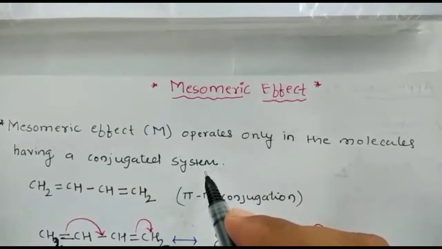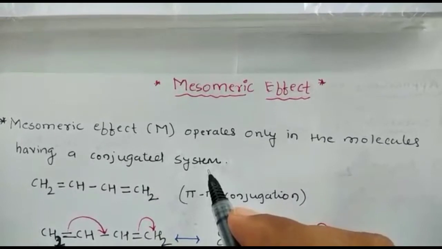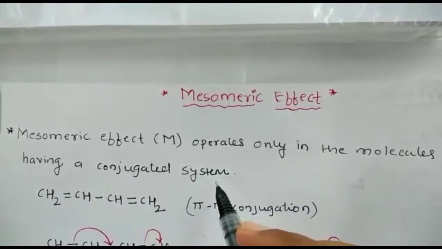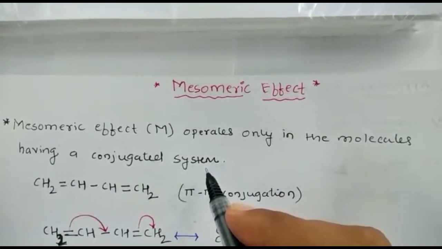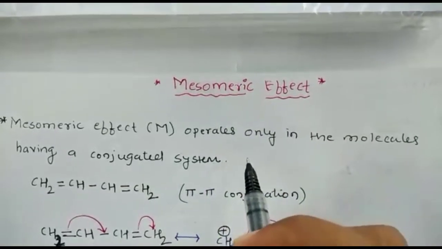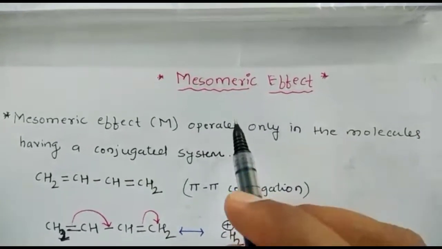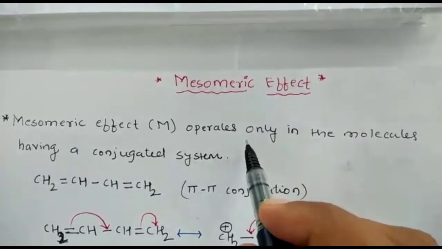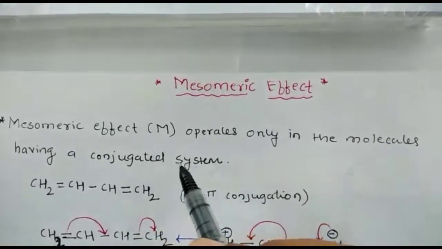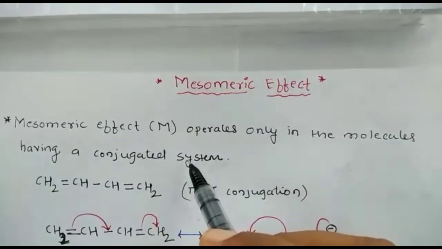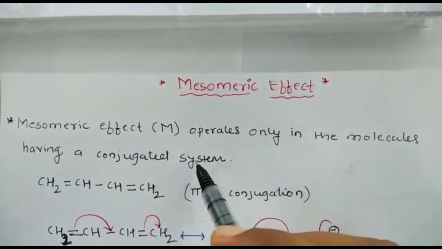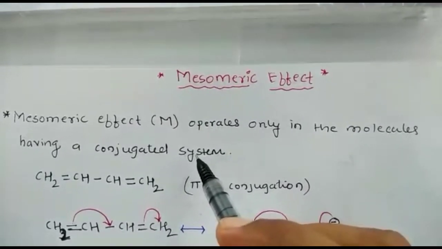In the previous class we discussed the inductive effect and its applications. Today I am going to start mesomeric effects. So what is the mesomeric effect? This effect operates only in a molecule having a conjugated system. Only in molecules with a conjugated system does the mesomeric effect arise.